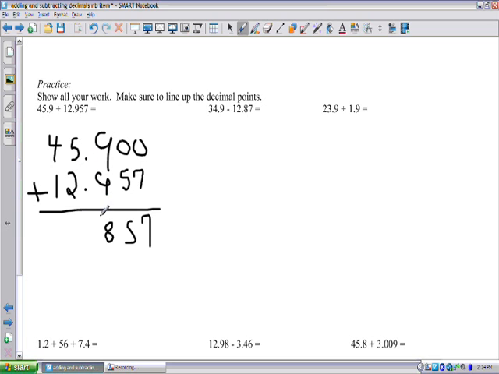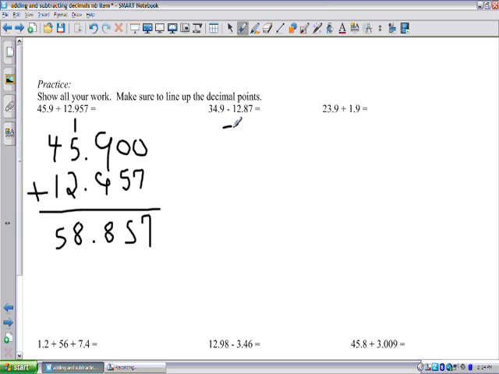Now, just because this decimal doesn't make it any difference, we carry over to up here. Bring my decimals down. 2 plus 5 is 7, plus 1 is 8. 4 plus 1 is 5. So I end up with 58 and 857 thousandths.